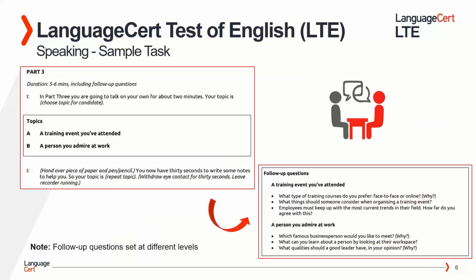Lastly, a sample of Part 3. In this part, the interlocutor chooses a topic and asks the test taker to talk about it for about 2 minutes, after 30 seconds of preparation time. The test taker is given a pen or pencil and paper to make some notes during preparation time. After the test taker's response, the interlocutor asks a few follow-up questions which conclude the speaking test.